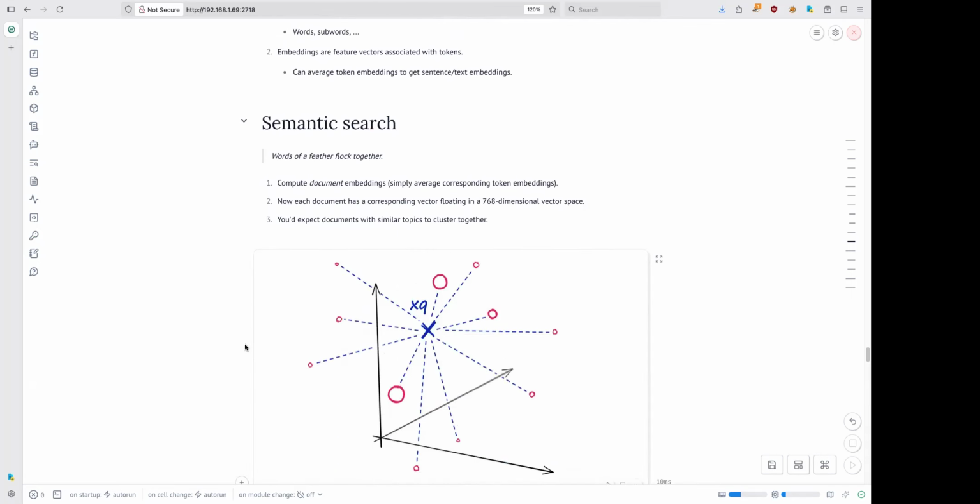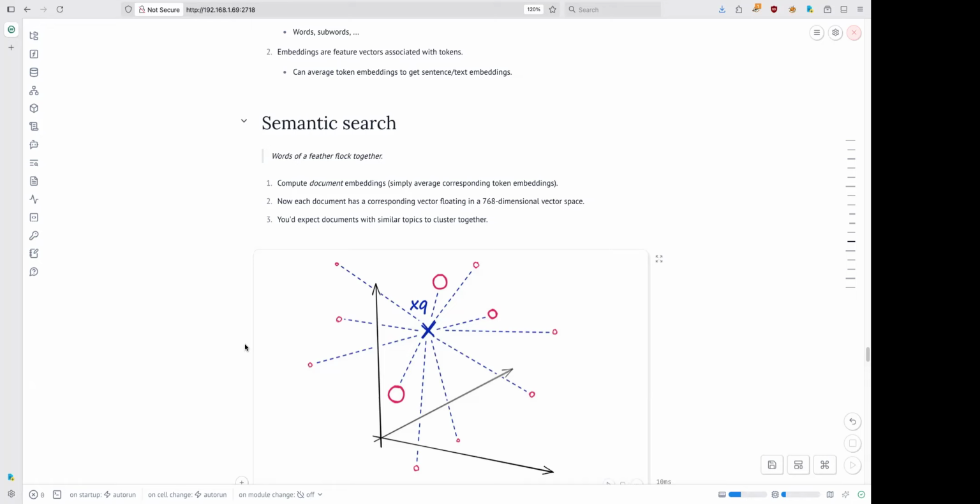In semantic search, the goal is to find documents that are close to our query. We need to find documents that answer our query, that are somehow similar to the query. We basically talked about this already. We can do this using embeddings as follows.